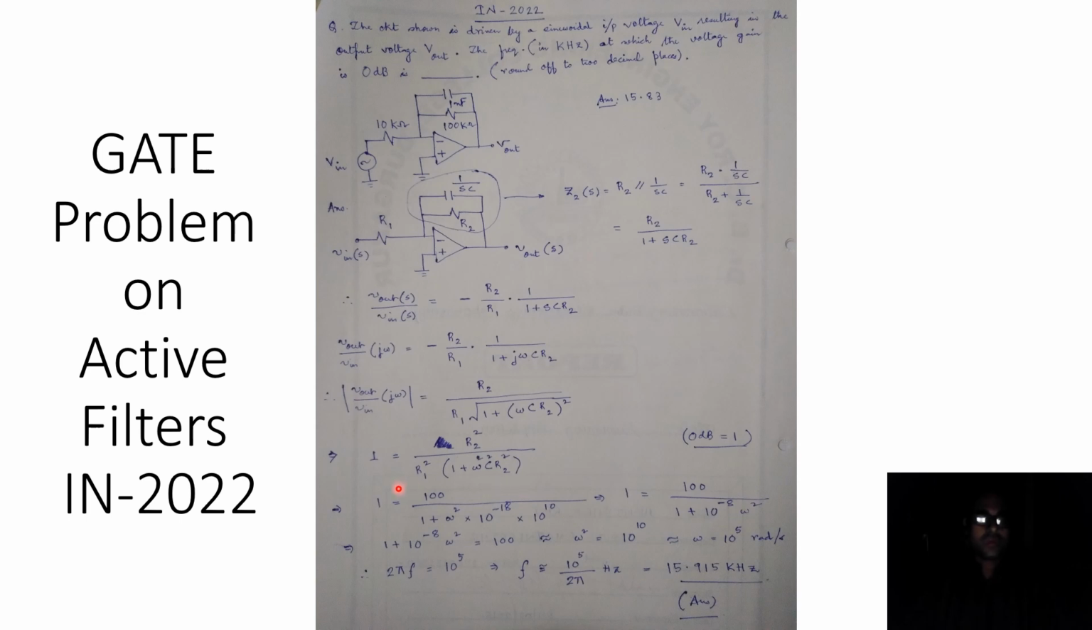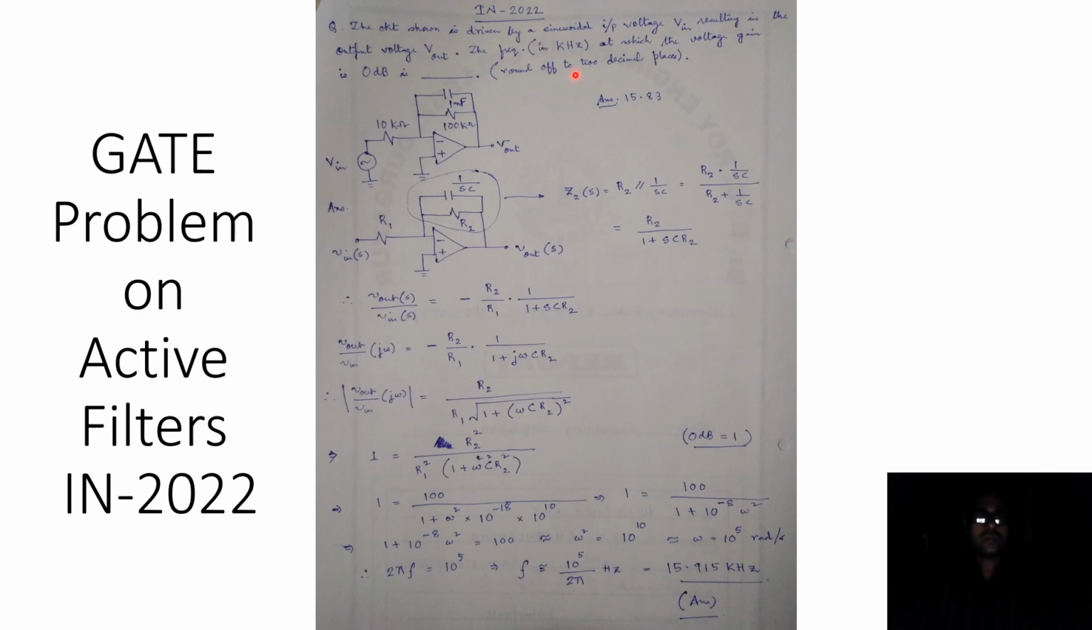And from here the values of R1, R2 and C are already known to us. They are given in the question. So R1 equals 10 kilo ohm, R2 is 100 kilo ohms, and C is 1 nanofarad. So substituting those values and doing this simple math, we can come up with the expression for omega, which is equal to 10 to the power 5 radians per second.